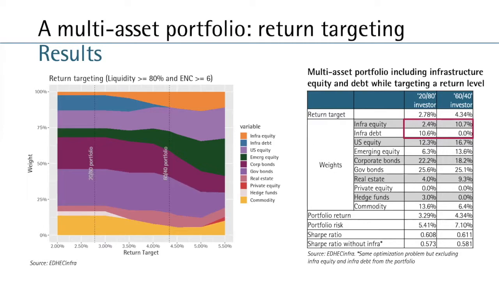Another thing to note here is that we ran this exercise without infrastructure as well. So we take all the other asset classes, the same constraints, same optimization setup, and we try to find the expected Sharpe ratio for the portfolios. And we note that with infrastructure, we get approximately 6% better Sharpe ratio. And that's purely the effect of adding infrastructure in this optimization.